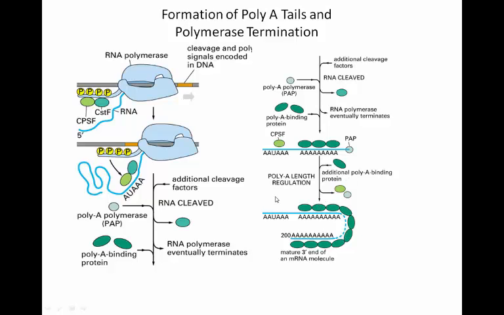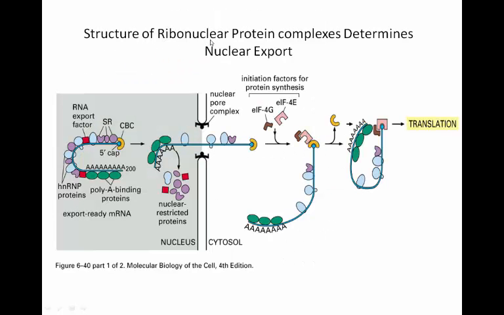So again, we use the C-terminal domain as our processing factory. We used it for adding the cap, we used it for removing introns, and we've used it to add the poly-A tail. Structure of ribonuclear protein complexes determine nuclear export.